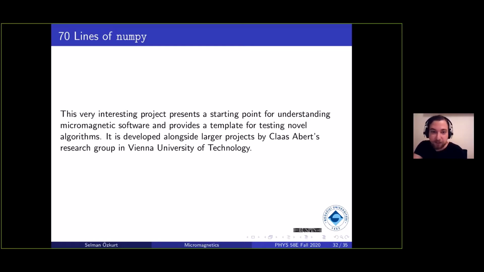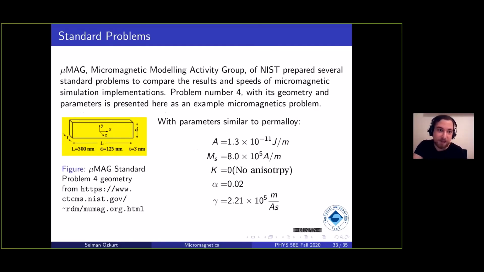And when we say standard problem, there is this muMAG group, which defined many years ago some standard problems that are used for comparing the correctness of micromagnetic software suites. So if we decide to write a software of our own, the first simulation we are going to do is probably going to be this standard problem, and probably number 4. And problem number 4, for example, is defined as such.